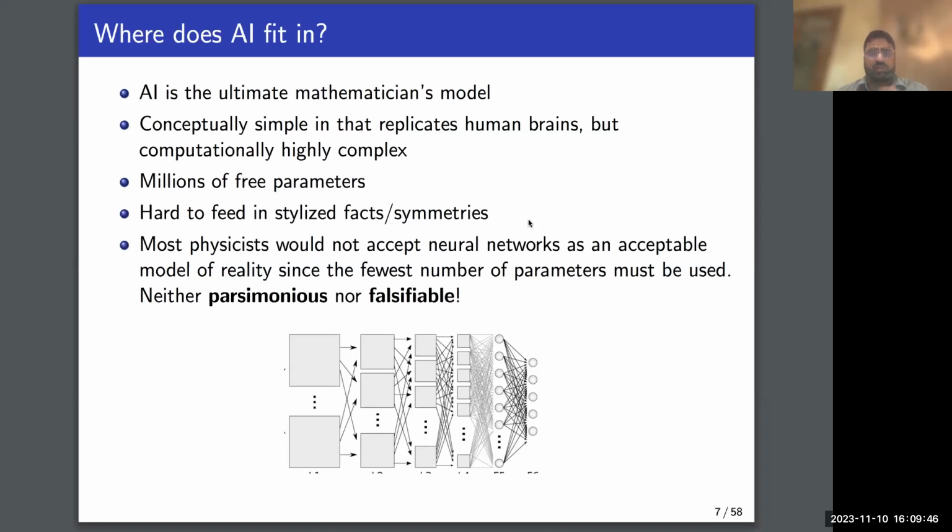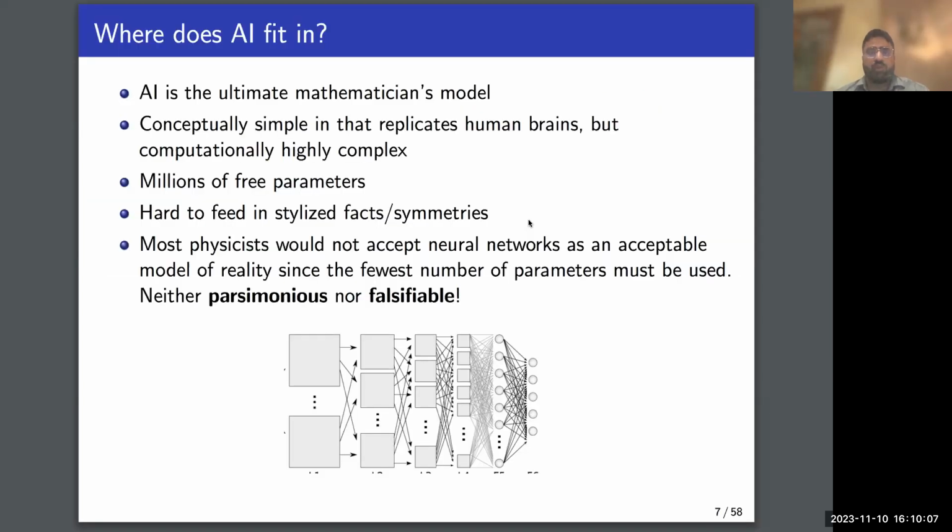So, conceptually, it's in a sense simple in that it tries to replicate the human brain, but computationally, it's highly complex. And most physicists, therefore, would not accept a neural network as an acceptable model of reality because it's neither parsimonious nor, in a sense, falsifiable. So, that's just a comment on that.